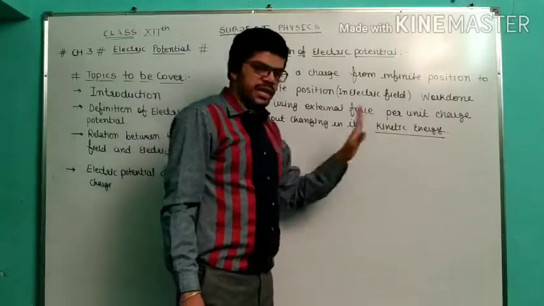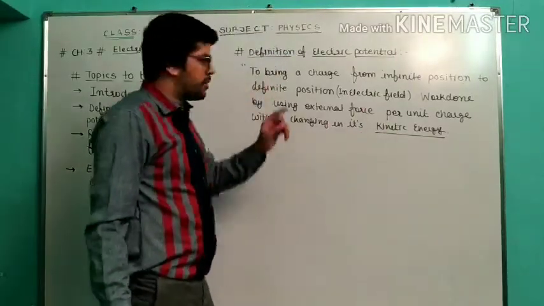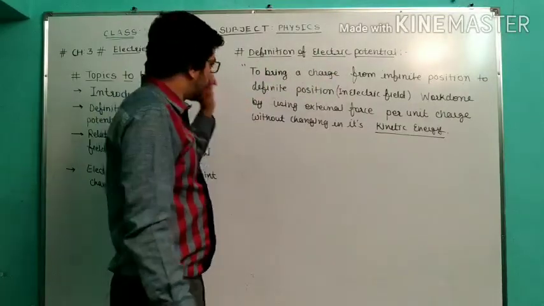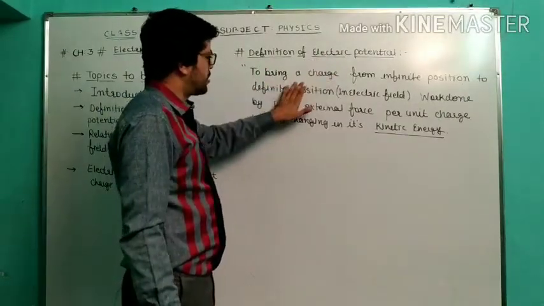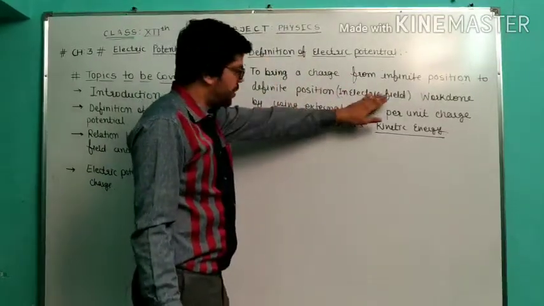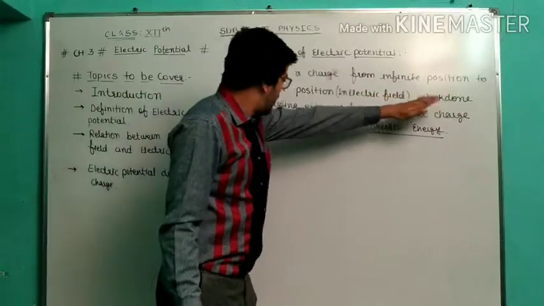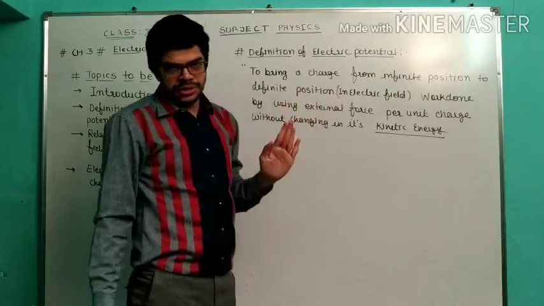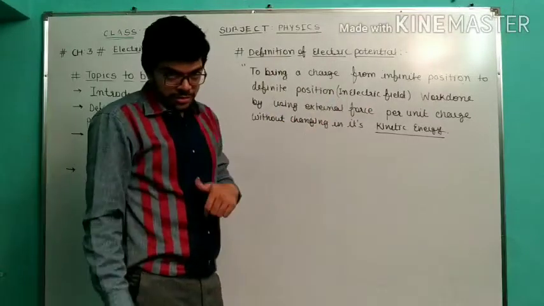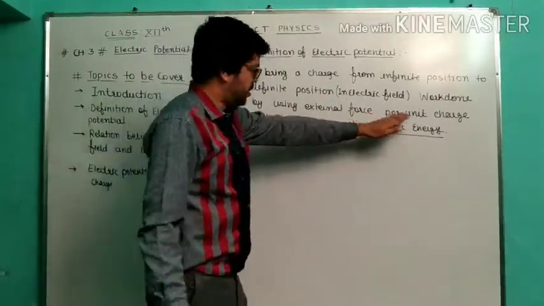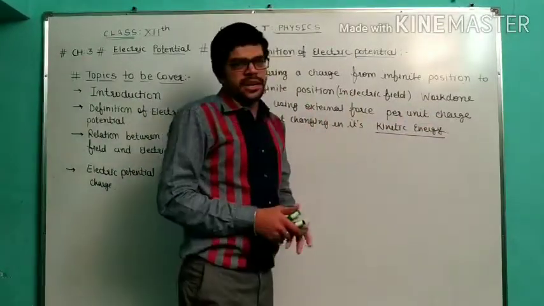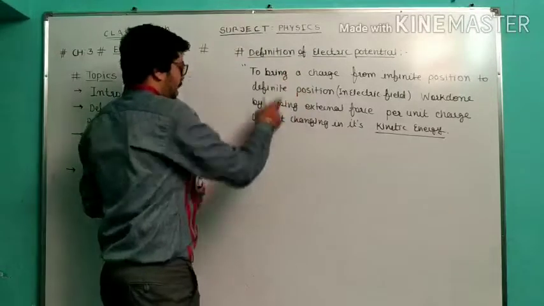Without changing its kinetic energy, if you are not going to say this, then the definition of the electric potential is wrong. Okay, so what is the definition? We are bringing a charge from infinite position to definite position in an electric field. Work done using an external force, we are pushing this charge towards the previously present charge, per unit charge without changing its kinetic energy. It is called what? Electric potential.